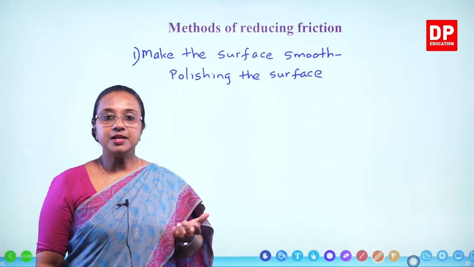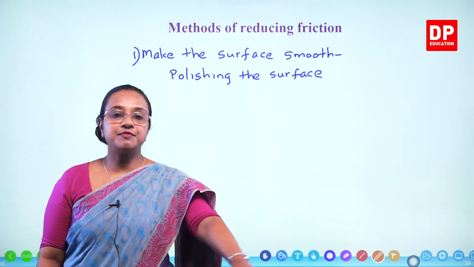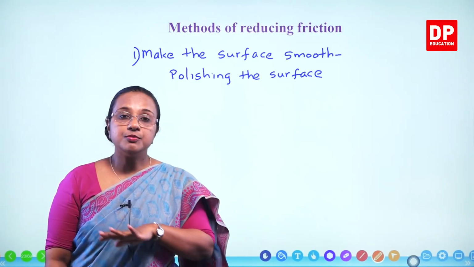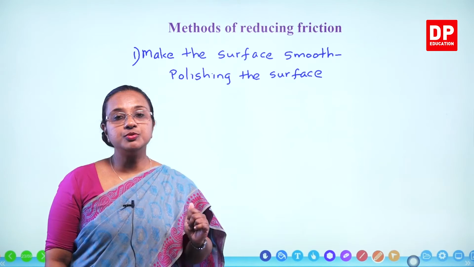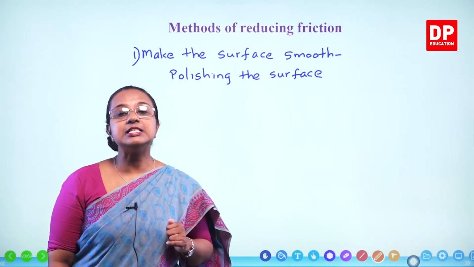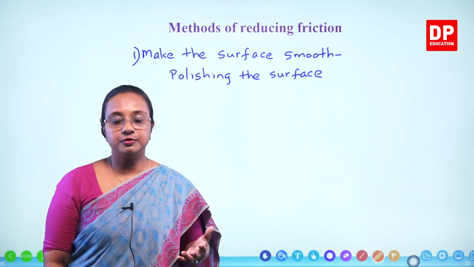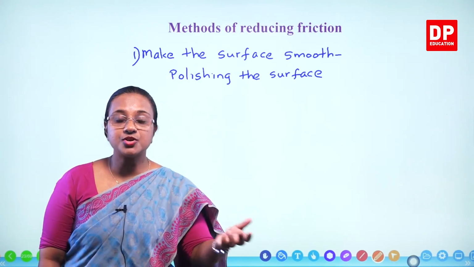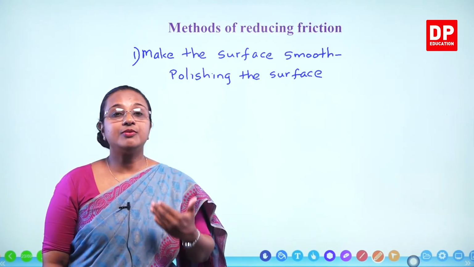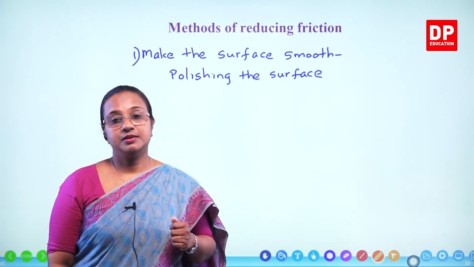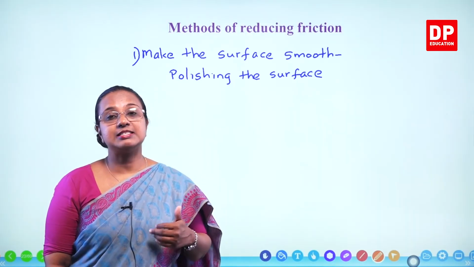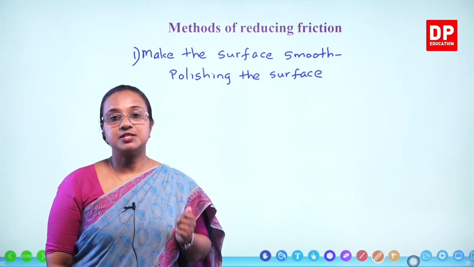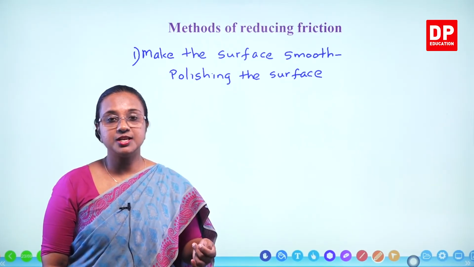As an example, you can consider a rough floor. It will be difficult to walk. If you polish the floor, if it becomes smoother, then it will be easier to walk on the floor. But if it becomes too smooth, or if there is oil on the floor, then you can fall because there will be very less friction. So by making the surface smooth, we can reduce friction.